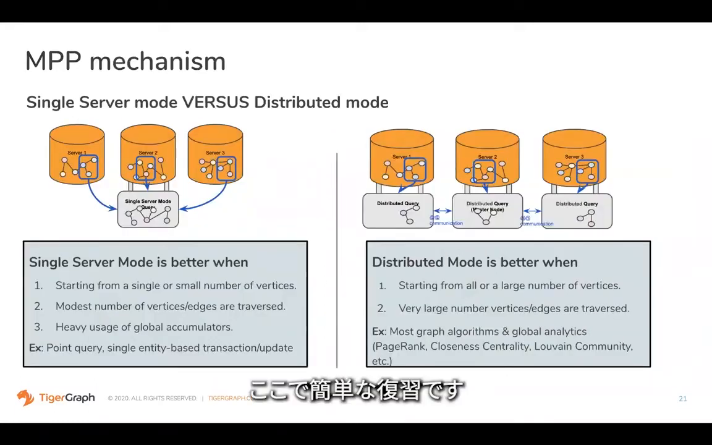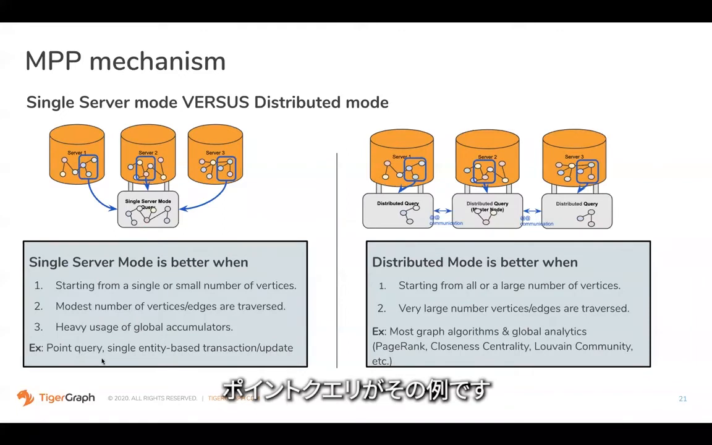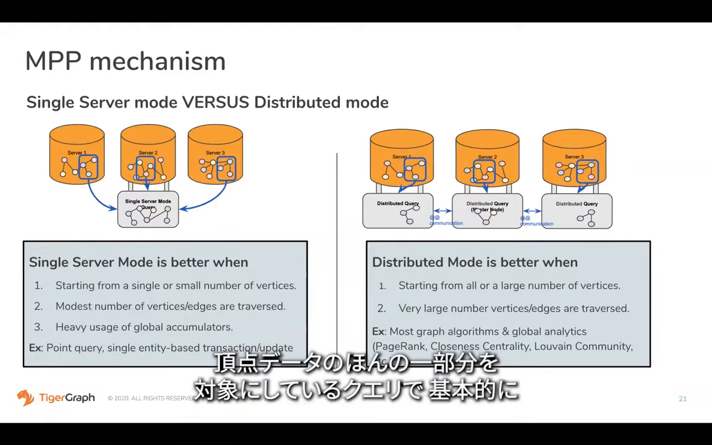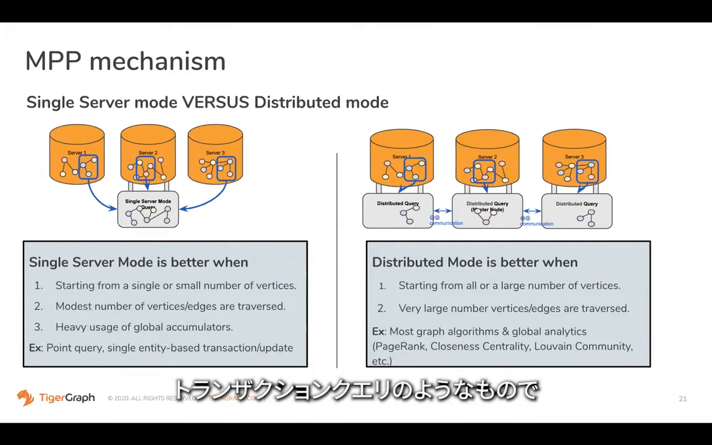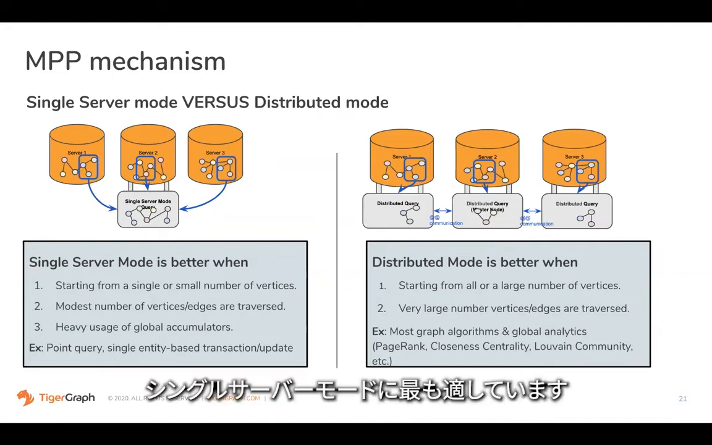So again, to do a quick recap of which one is useful. If you are starting with a small number of vertices, then single server mode is best. For example, point queries. We call a point query one where the predicates are very simple, or you are dealing with a very small subset of vertex data, like transactional queries, OLTP queries. These are the ones that are the best fit for single server mode.